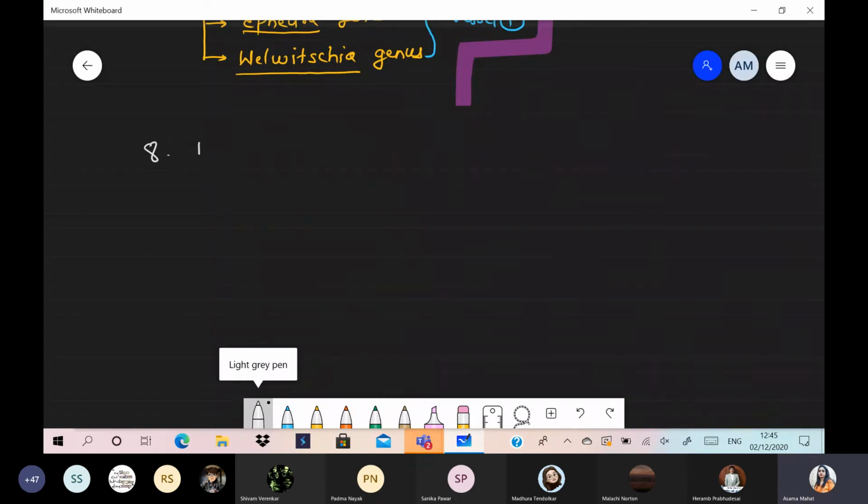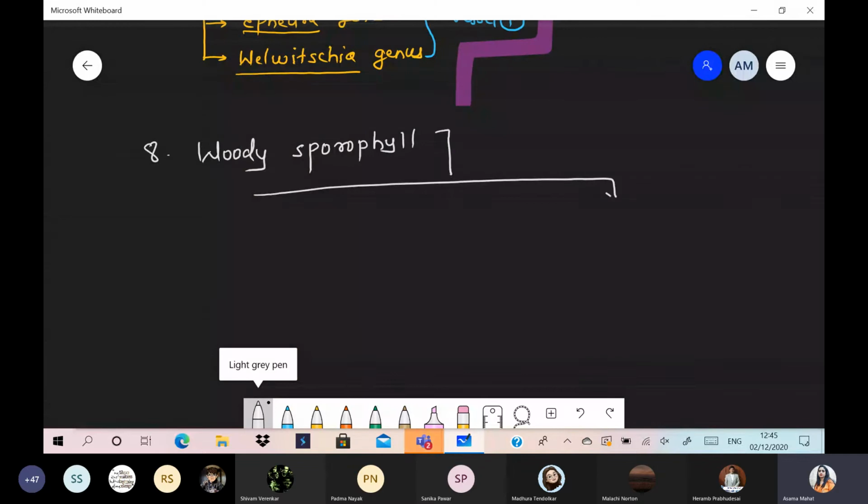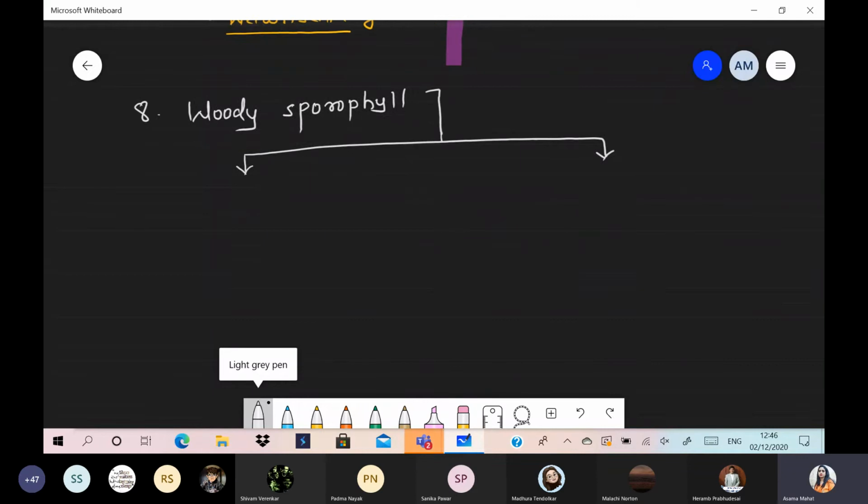Number 8 point, we are talking about sporophyll, and more specifically woody sporophyll. You know very well the meaning of sporophyll. In this condition, a specific leaf where sporangia is present, but that sporangia is not delicate. Basically these are the woody sporangia. This part we'll discuss in the anatomy chapter. When we are talking about the woody sporophyll, we are talking about two types of this sporophyll.